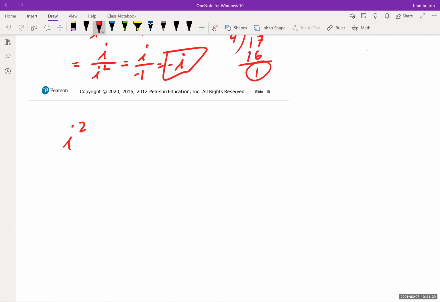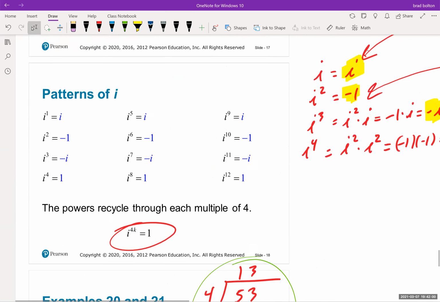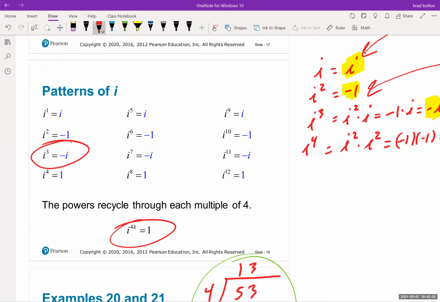What if I had i to the 223rd power? All I would do is take 223, divide it by 4, and I'll tell you what we're going to get. 4 goes into 22 5 times. That leaves us with 23. 4 goes into 23 5 times. That leaves us with 20, which leaves us with 3. So I know that I have i cubed. So this remainder is the power that we're on. However, what's i cubed? i cubed is negative i. And all I'm doing is referring back to this table. i cubed is negative i right there.